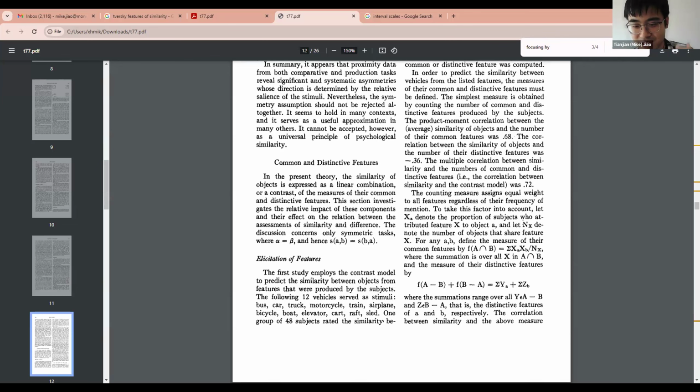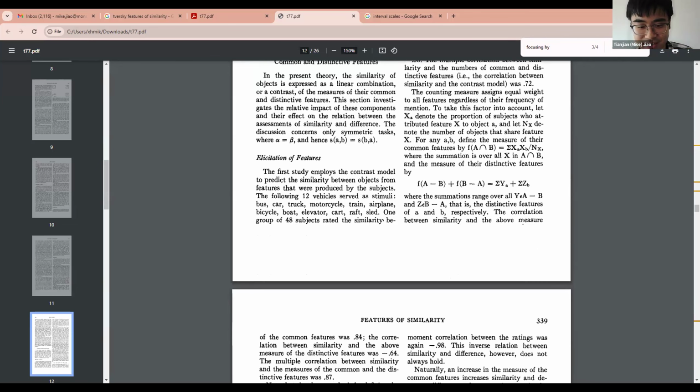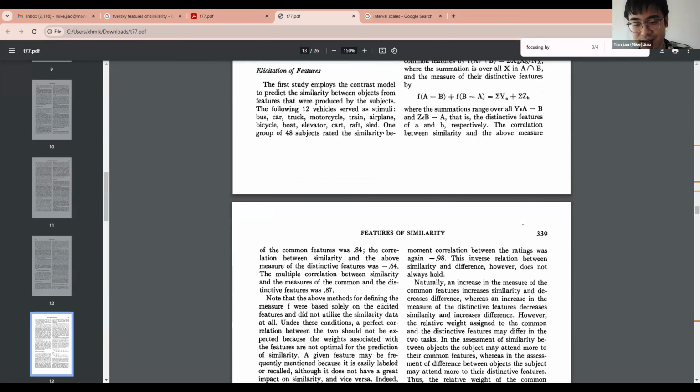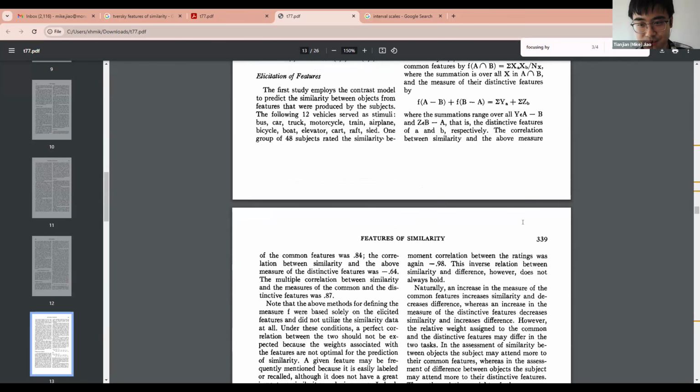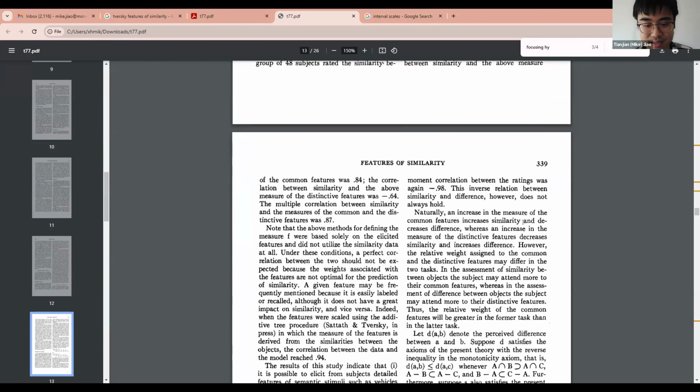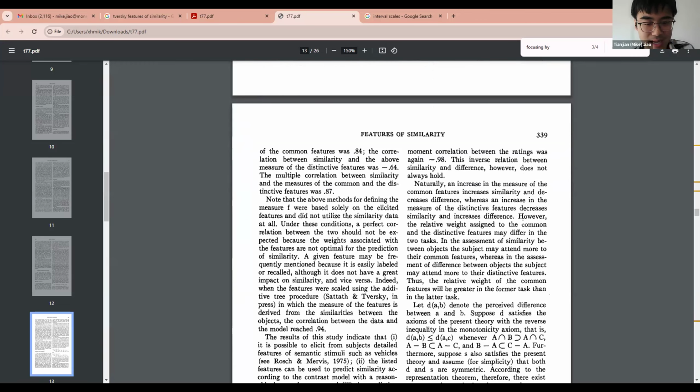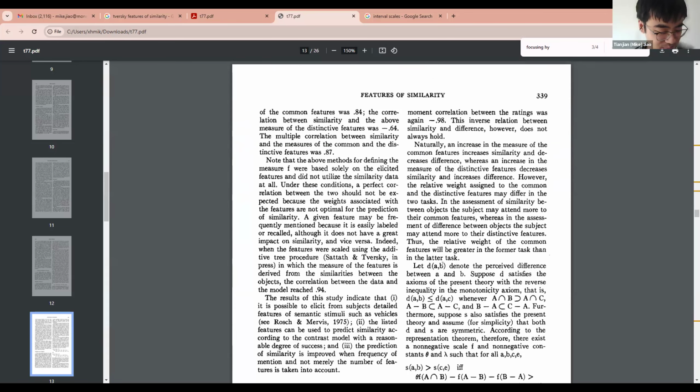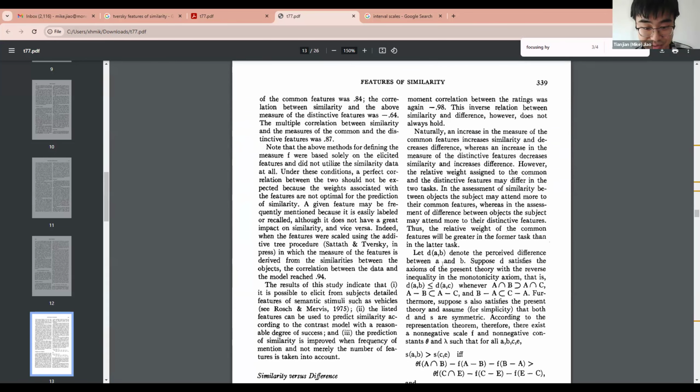There are additional manipulations required in terms of how frequently a feature was mentioned. But in principle, it seems you can predict similarity just by looking at the number of features. So that's quite interesting. I will once again not go into the details because there are still two more things I would like to cover before I end the summary.